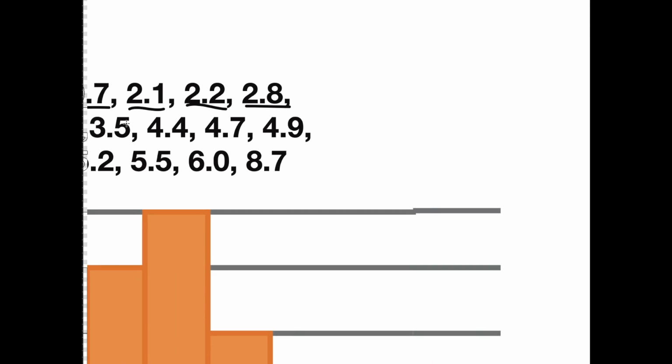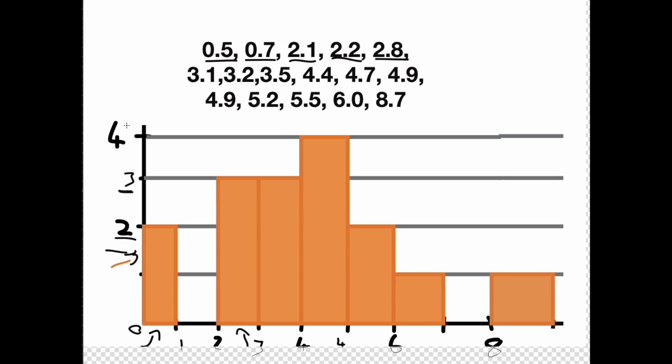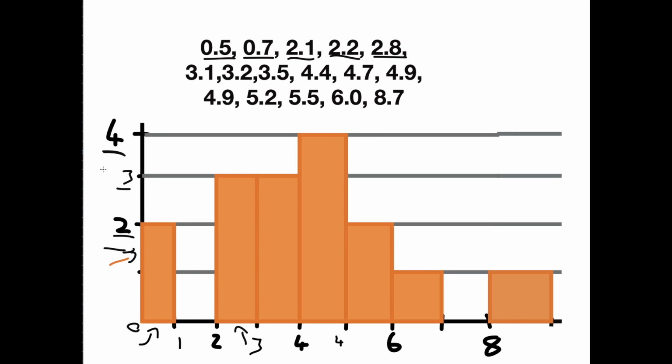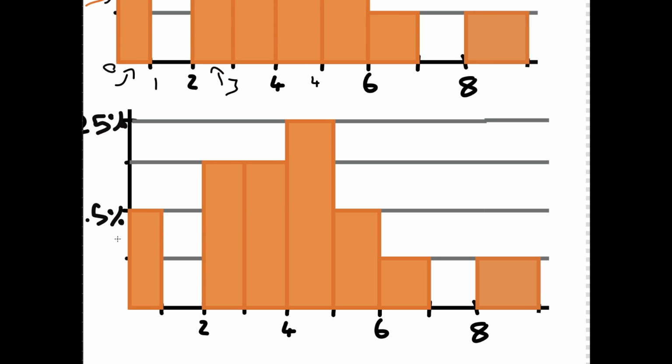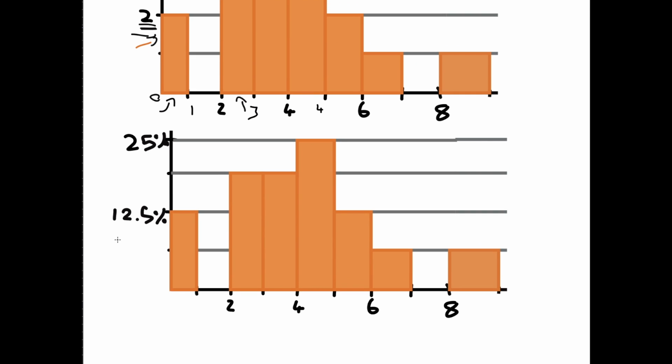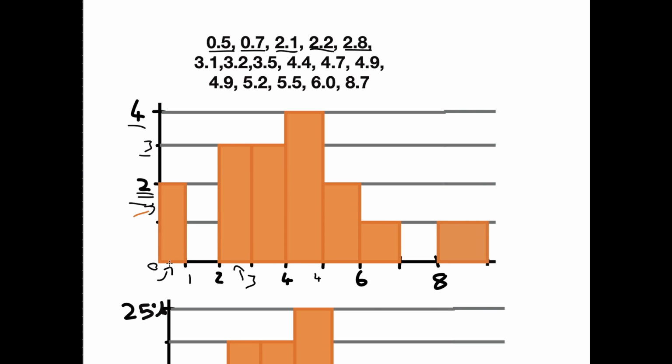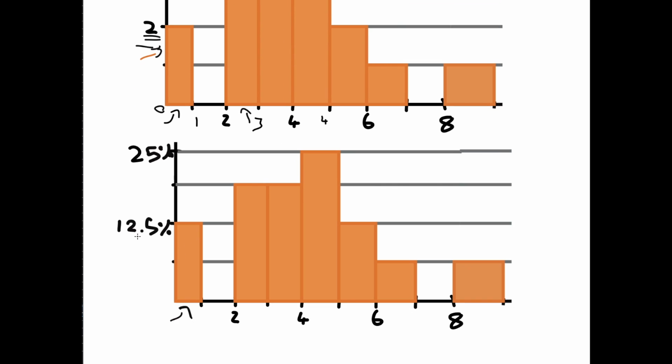A better way to represent this data is, instead of using numbers here, we can use percentages. How many percent, how much of the kids, did this much computer time? For example, this first group, from 0 to 1, is 2 kids out of 16. So 2 over 16 is 1 over 8, which is equal to 12.5%.